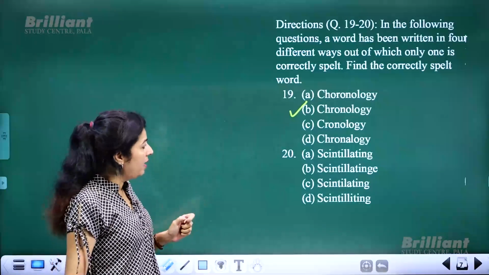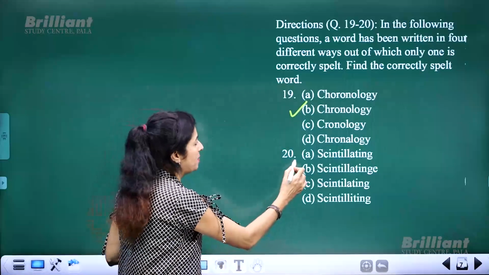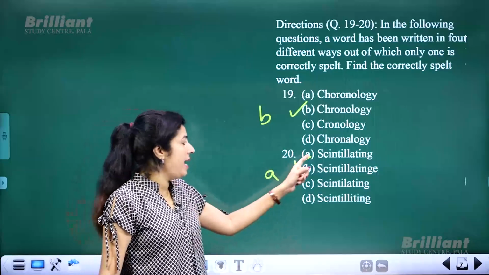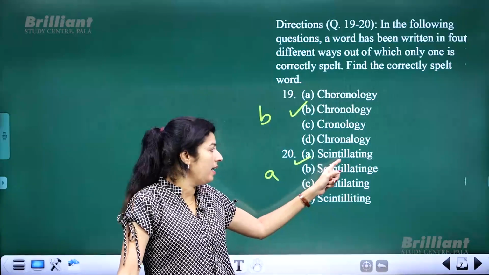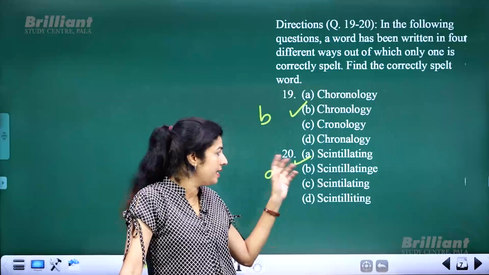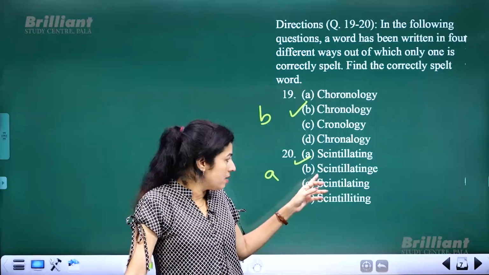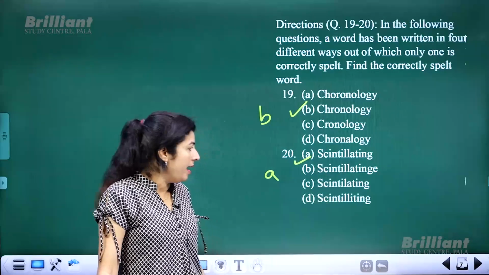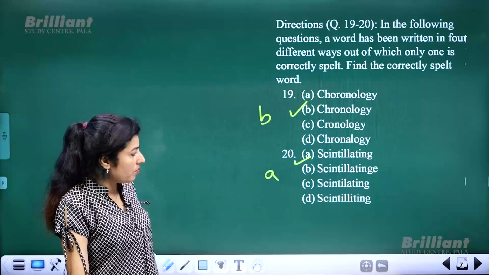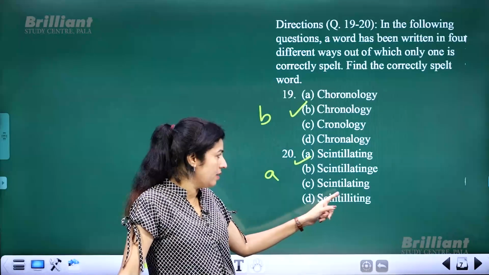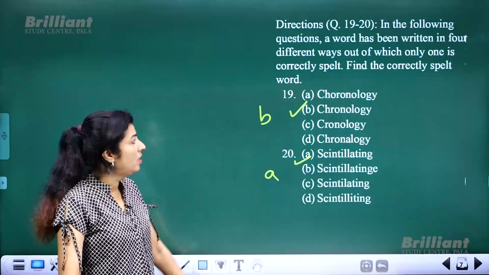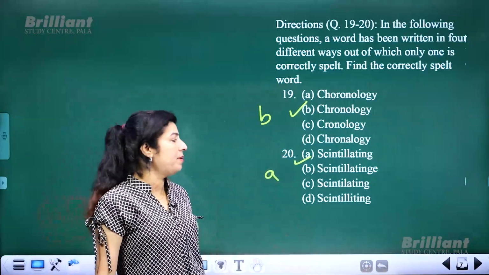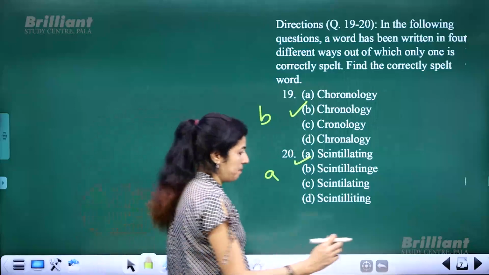And what is the spelling? It should be the first option, option number A. So here B and here option number A. S-C-I-N-T-I, and a double L is there. Okay, scintillating has got double L, not a G at the end, not a single L. So it should be the first option. So chronology, option number B, is the correct spelling, and scintillating, option number A, is the correct spelling. Okay.